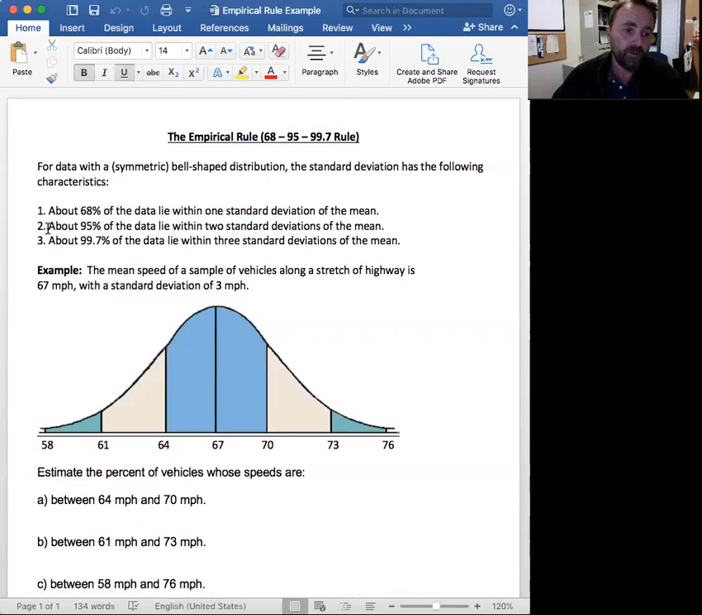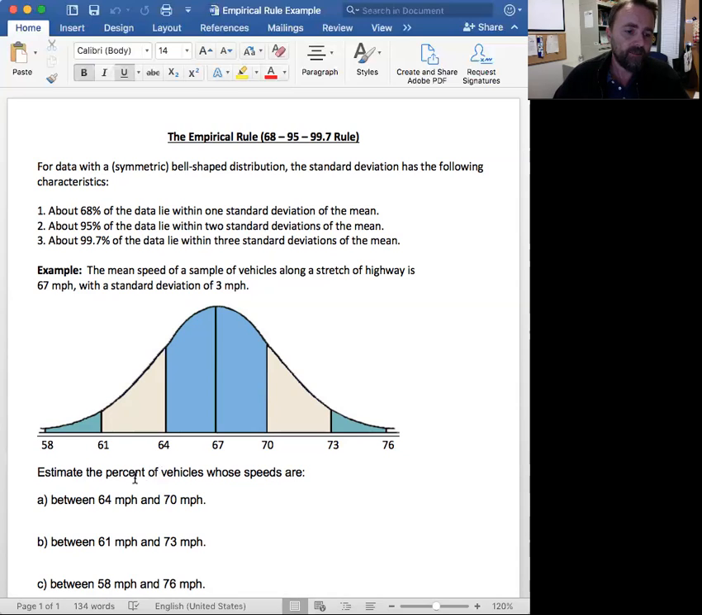For the next rule, 95% lie within two standard deviations of the mean. So that would be from here to here. That would be a 95% shaded region, the blue and the beige. Notice what you're doing there. Two standard deviations is just adding the standard deviation twice in one direction and subtracting it twice in the other. Okay, and then similar for that third rule.